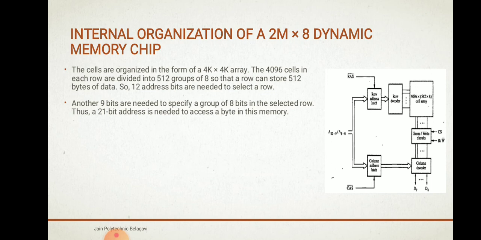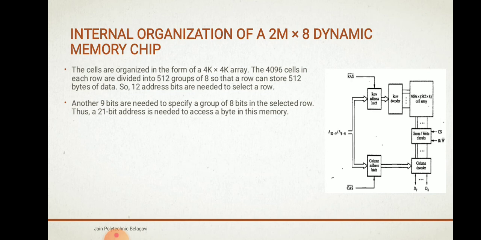So the cells are organized in the form of a 4K by 4K array. Now the total will become 4096 cells. That is, each row will be divided into 512 groups of 8, so that a row can store 512 bytes of data. What it means is each row will be divided into 512 groups of 8. So there will be 8 columns and each row can store 512 bytes of data.